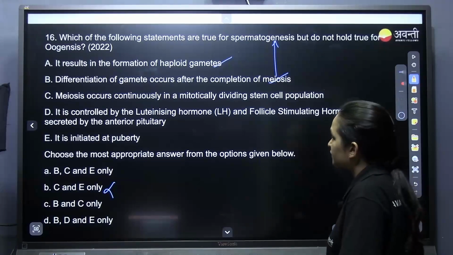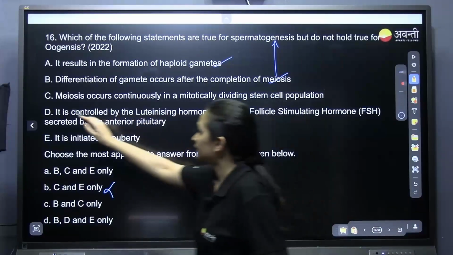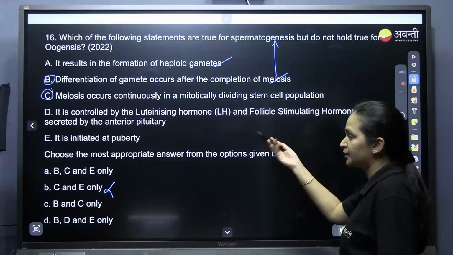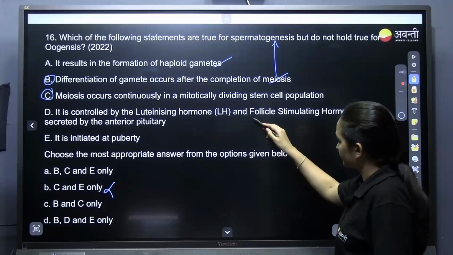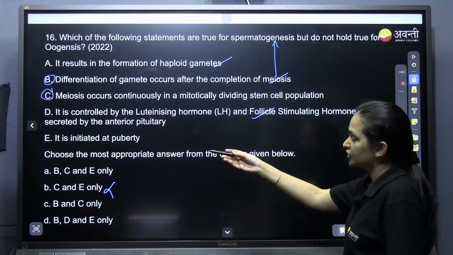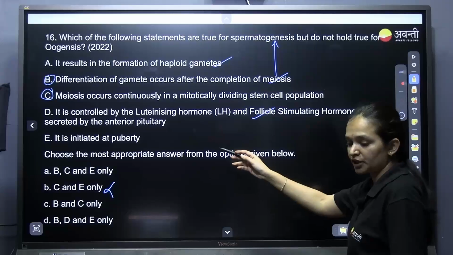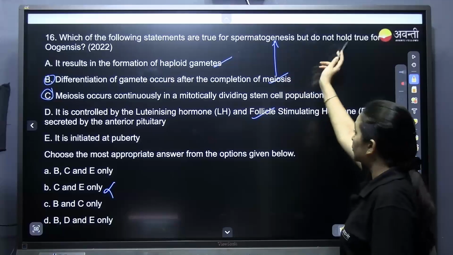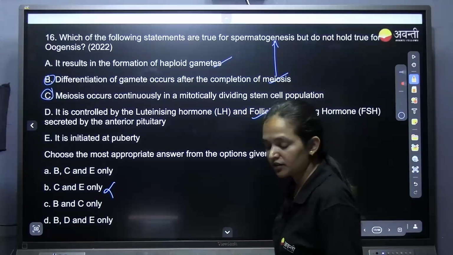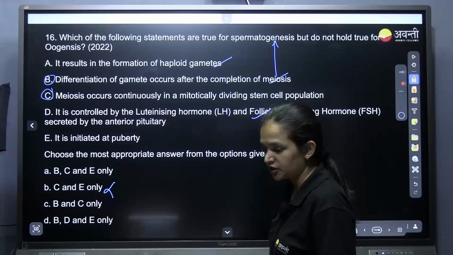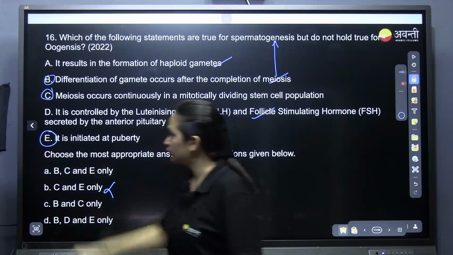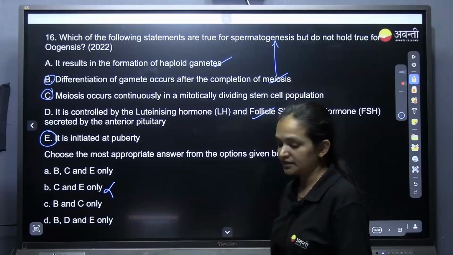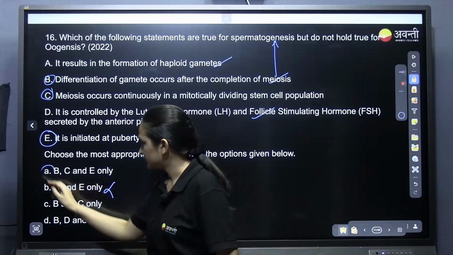It is controlled by the luteinizing hormone and follicle stimulating hormone secreted by the anterior pituitary. Yes, for both it is true. It is initiated at the puberty. Spermatogenesis is initiated at the puberty, but what about the oogenesis? In the fetus stage. So E is only true for spermatogenesis, not for the oogenesis. So we got B, C and E as answer, which means A is the correct answer.